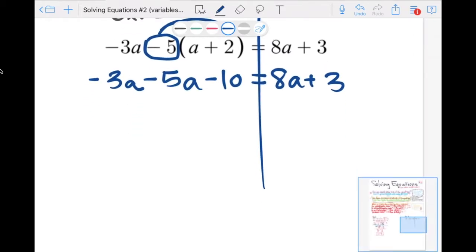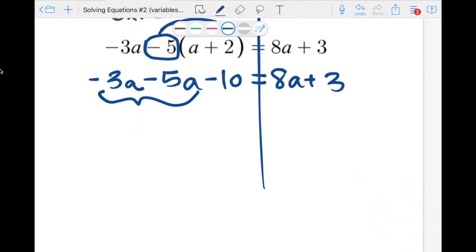Can I simplify? Oh, I can still simplify on the left. So I've got these two like terms. Negative 3a minus 5a is negative 8a, and then I'll bring down the minus 10, and the 8a plus 3.